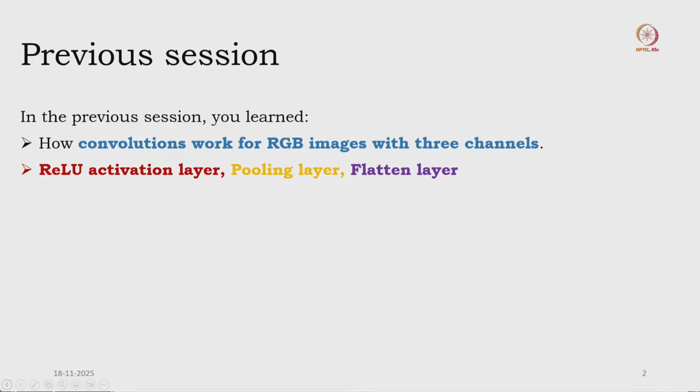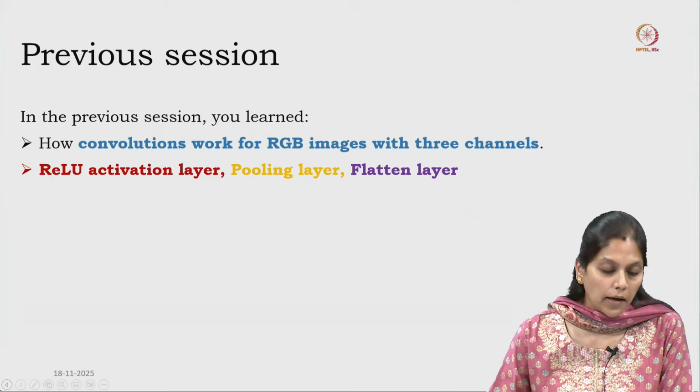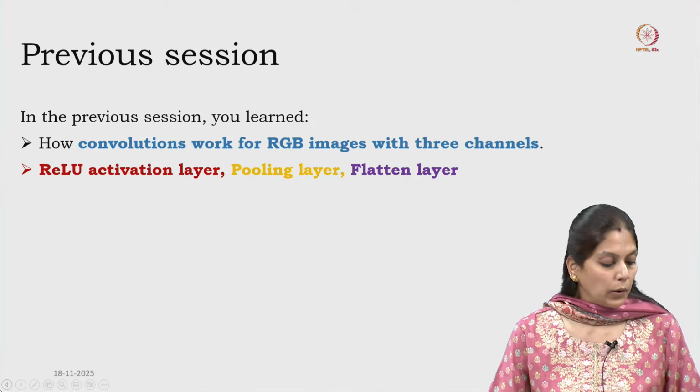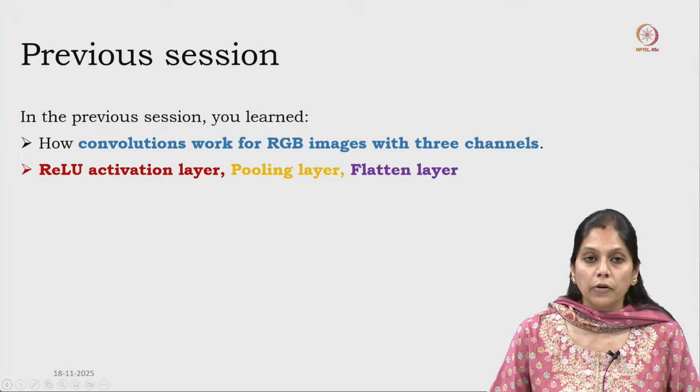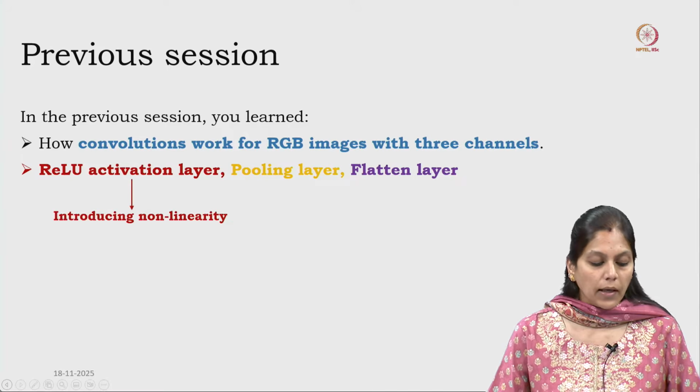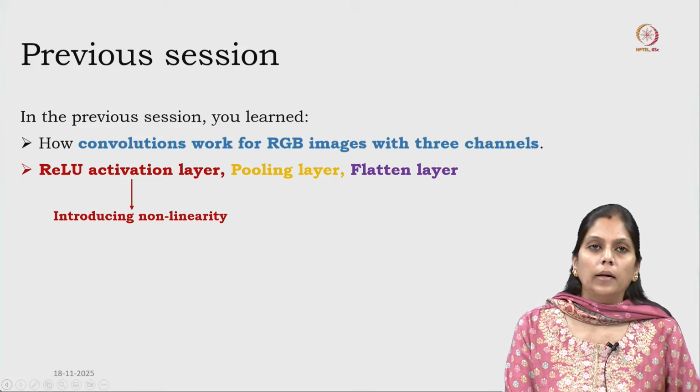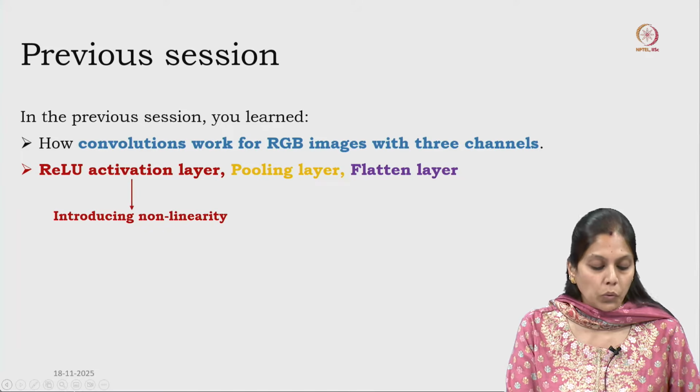In the previous session, you learned how convolution works for RGB images, which have 3 channels, and you also explored the other 3 components of CNN. You have seen how the ReLU activation function works, and it is mainly used for introducing nonlinearity, where all the negative values will be converted to 0.